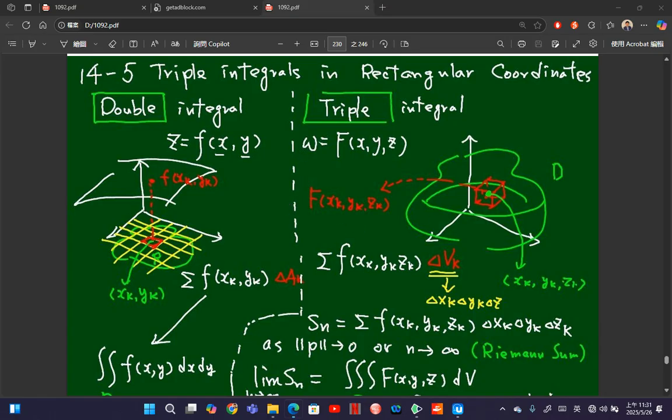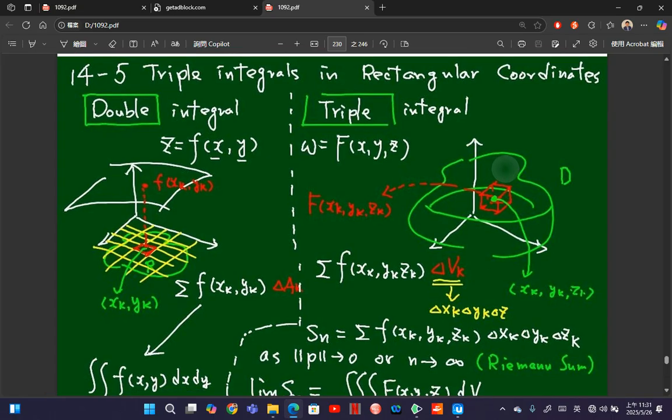Okay, so I will briefly introduce this part to you. But before that, I just want to show you, do you still remember the double integral, where the function is z equals f of x, y? So that means the region we are focused on is some region in the xy plane.